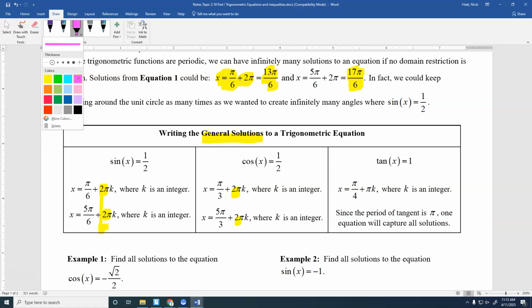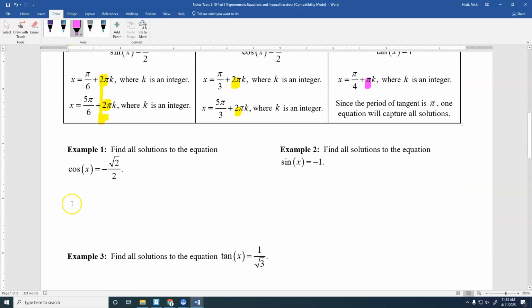The period is just 1 pi, right? So it still works pretty much the same, but we're just going to add pi times k. Also, since the period is just pi, we only really have to look at half of the circle for that. You don't have to give all of those values. So let's look at finding some general solutions.